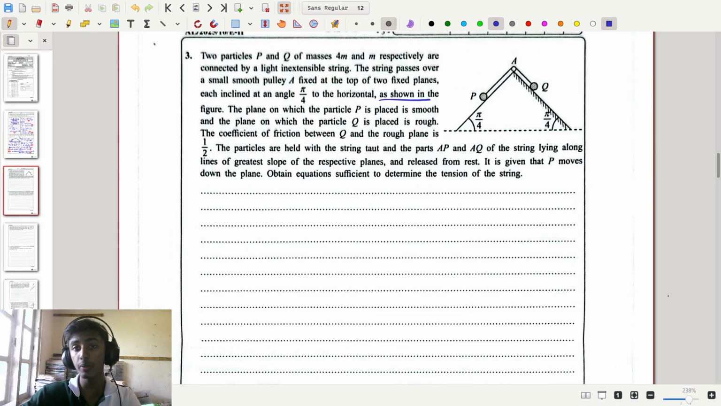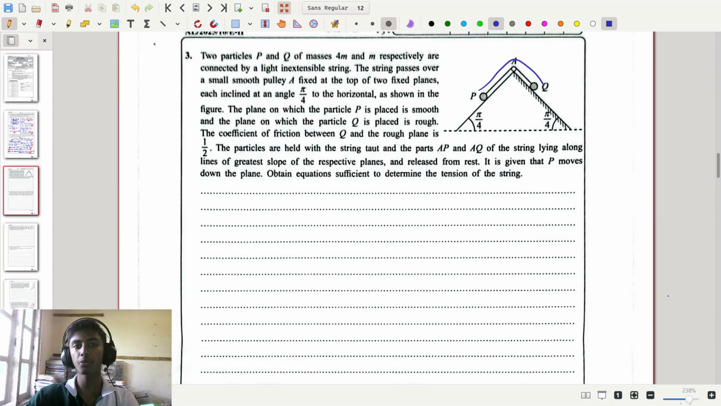So if we look at the figure, we can see we have this plane and this plane which are fixed, which means they don't move no matter what force you apply, which are both inclined at pi by 4 radians to the horizontal. At the top of them, when they intersect, we can see we have a small pulley A which connects two particles P and Q using a light inextensible string.